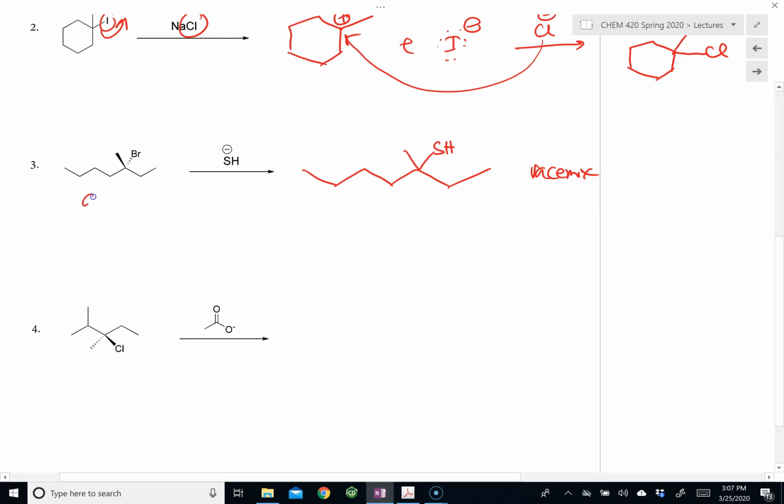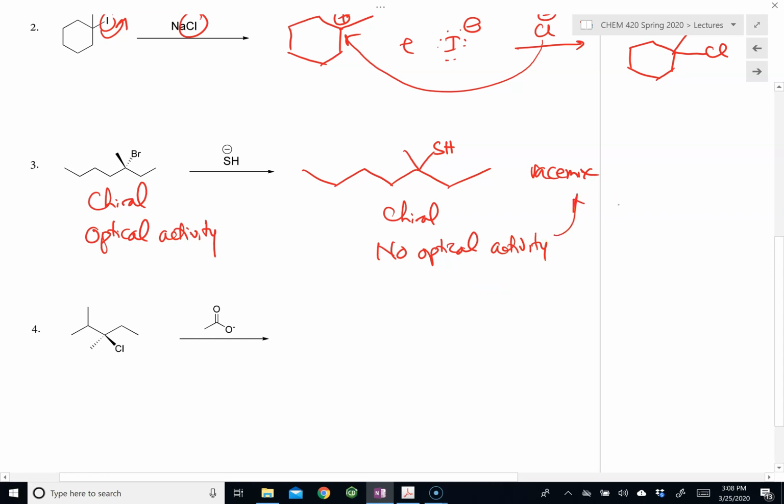Notice how this molecule right here is chiral. So the starting reactant is chiral, which then has optical activity. This reaction produces a product that is also chiral. However, it has no optical activity. The products being produced have no optical activity, and the reason is because we have a racemic mixture. A racemic mixture has no optical activity.